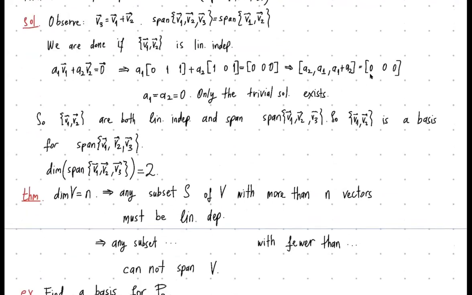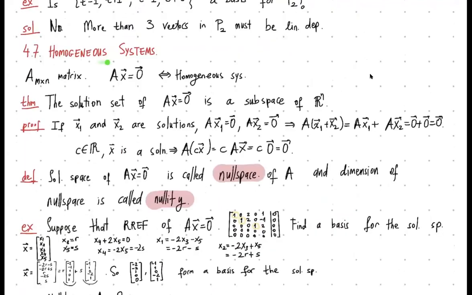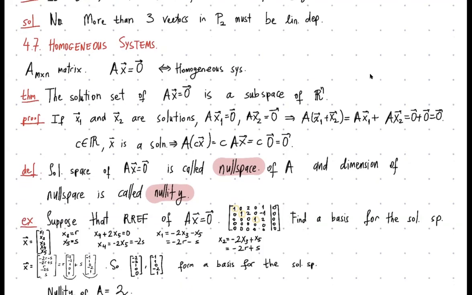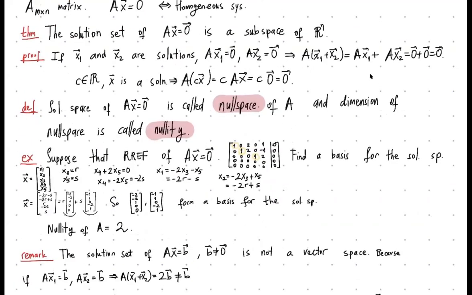And finally, we did homogeneous systems, right? So homogeneous systems means what? If A is a matrix, this is m equations in n unknowns. This is a homogeneous system if the right-hand side is the 0 vector. And the solution set of a homogeneous system is actually a subspace. Then the solution set is called the null space of the matrix. This is a formal definition. And the dimension of the null space is called nullity.